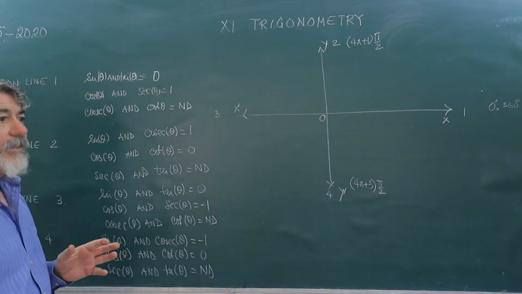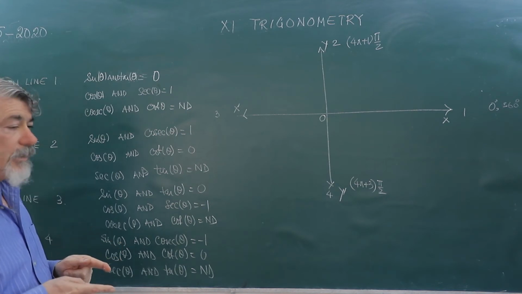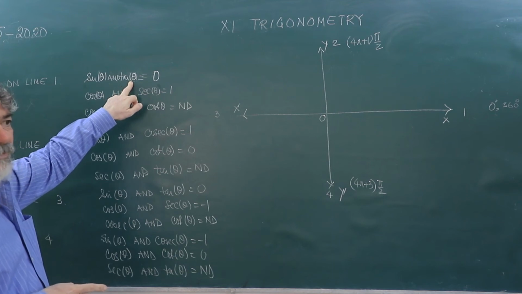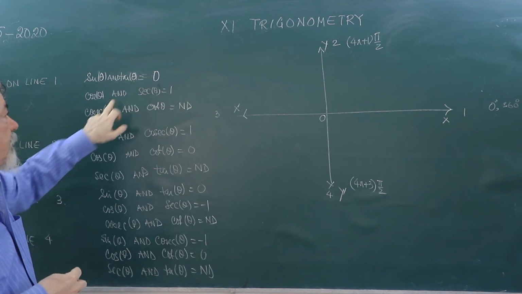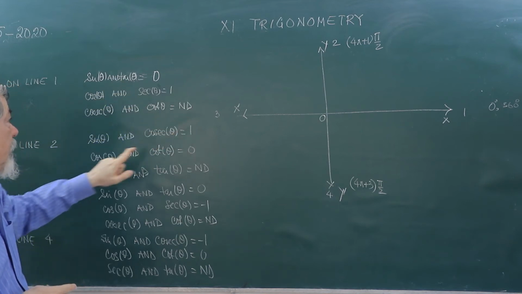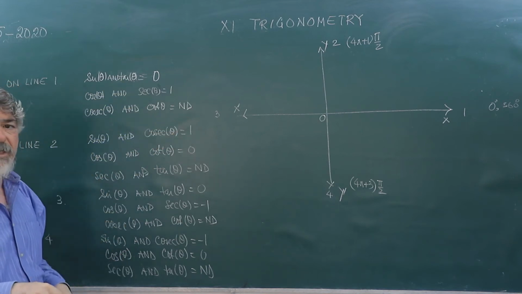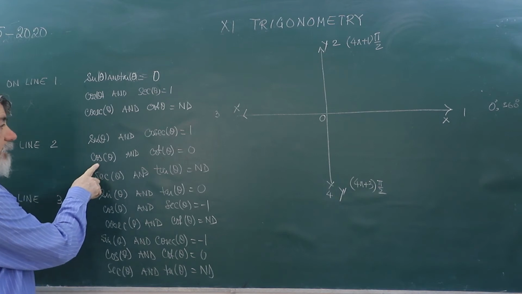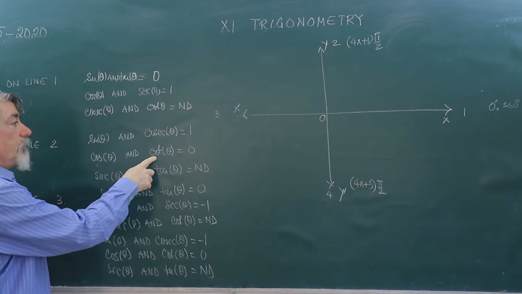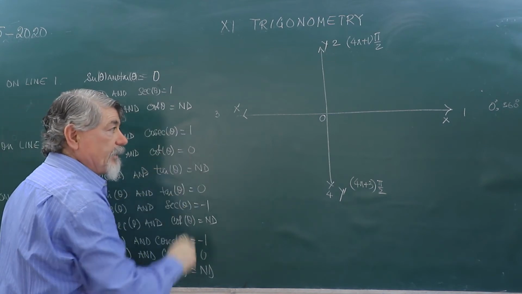Why are they not defined? Because sine is 0 as well as tan is 0. So the opposite of sine is cosec, cosec is not defined. The opposite of tan is cot, which is not defined. Whatever is 0, the opposite of that will not be defined. Cos is 0, so the opposite of cos is sec, it will not be defined. The opposite of cot is tan, which will not be defined.